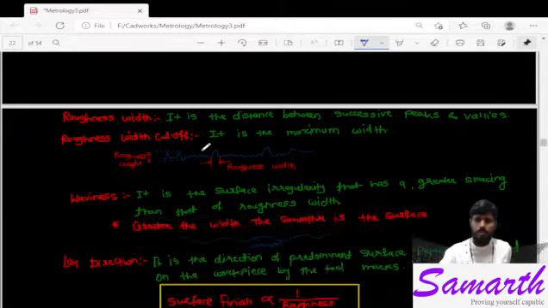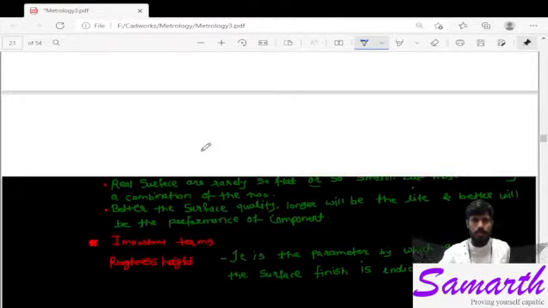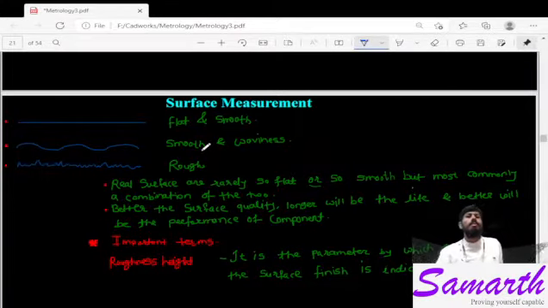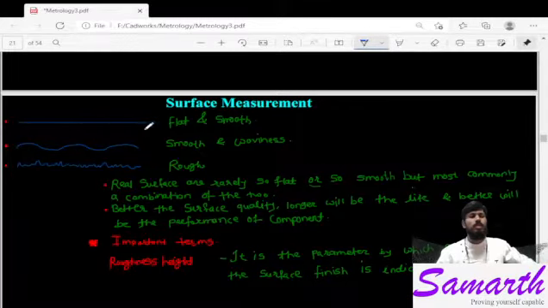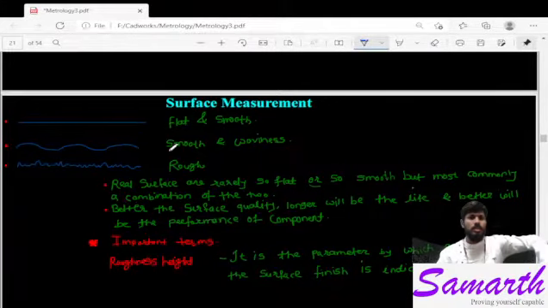Right. Now we'll start the surface roughness measurement, or surface measurement. Here you can see there is a flat surface, let us say, and smooth. Actually in practice it will not be there. There will always be some irregularity, but for understanding I have drawn it. Another is a smooth and wavy surface, and the third one is the rough surface.